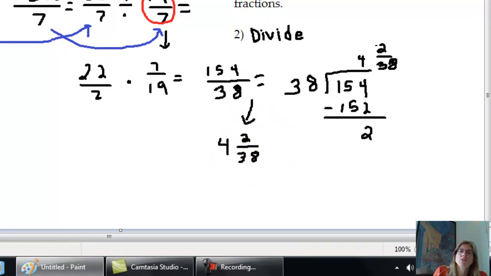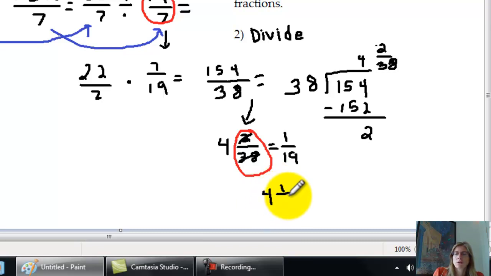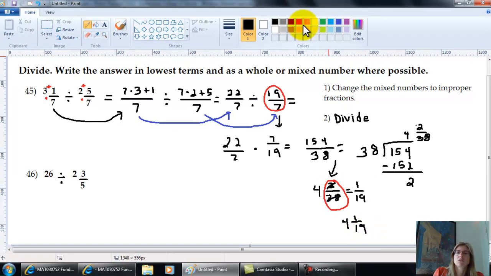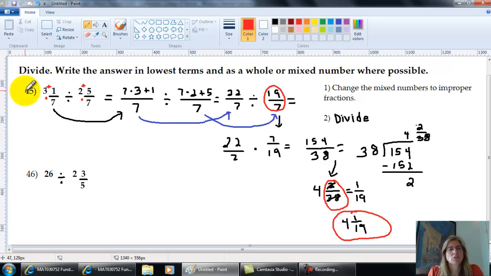4 and 2/38. And now I need to reduce this fraction because 2 is even and 38 is even. So 2 into 2 is 1. 2 into 38, isn't that 19? Did we do that? Yes, we did. 2 into 38 is 19. So we end up with 4 and 1/19 as our final answer. 4 and 1/19 is the answer to number 45.